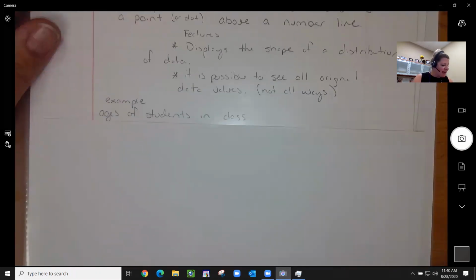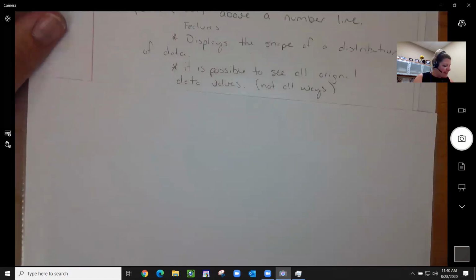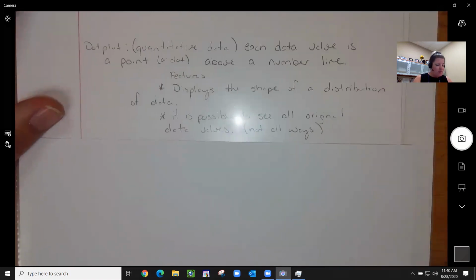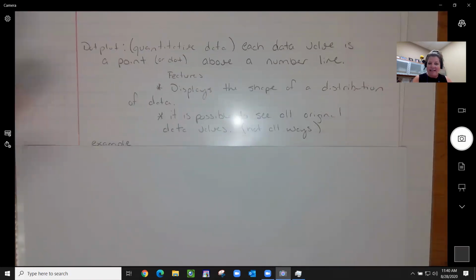All right, so the first kind of graph that we're going to cover is a dot plot. A dot plot uses quantitative data. Each data value is a point or a dot above a number line. So every single data point has its own dot, and you should be able to see the original data from a dot plot, as long as it's labeled well.